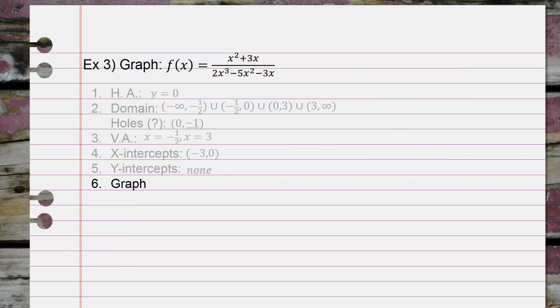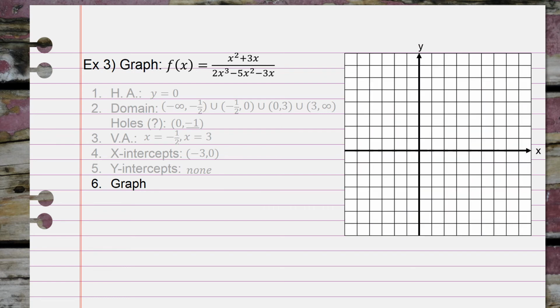Now let's graph. So go ahead and take a moment to draw your xy axis. Okay, looking at all the clues we already have, the first thing is we are going to draw our horizontal asymptote, which is y equals 0. So we draw a dashed line along the x-axis. Next, item 2 is we have our hole, and our hole will appear at (0, -1). So remember, a hole is an open point, so it will be an open circle.